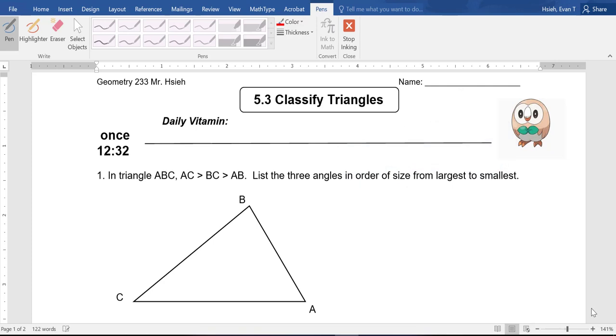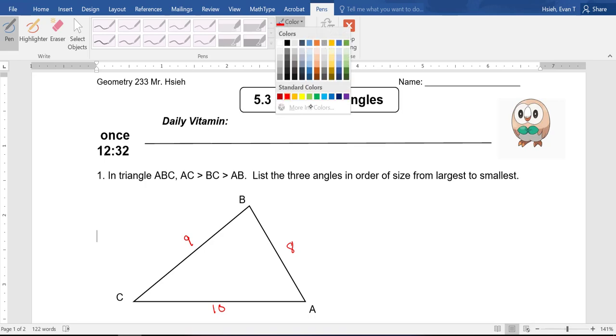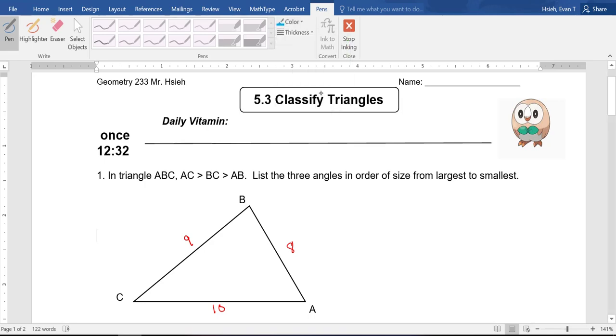and it says that side AC is bigger than side BC, which is bigger than side AB. So let's just hypothetically say that this side's 10, 9, 8, right? AC is the biggest side, BC is the next biggest, and then AB is the next biggest after that.